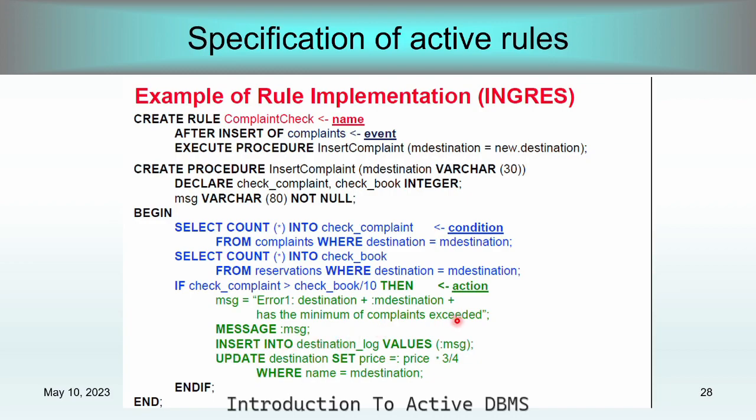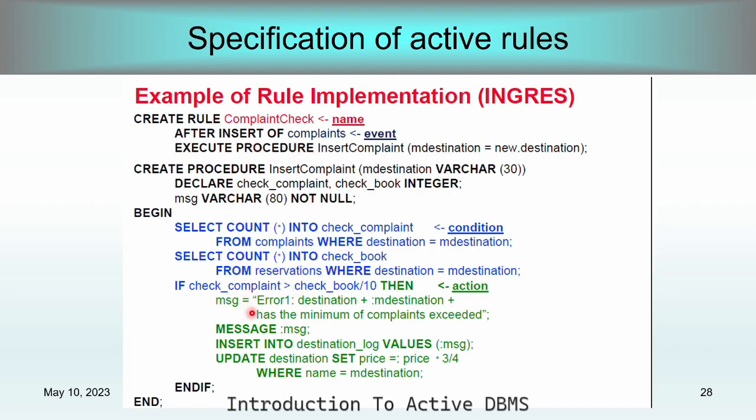Immediately I am inserting the destination log value, and I am updating the destination, like set price is equal to price into 3/4, where name is equal to M destination. So the scenario is like I am ordering for a certain tour, and if a certain tour of a certain destination is receiving a lot of complaints, then based on those complaints, you could see the price of that particular tour is reduced. So that is how the entire rule implementation is done in this particular scenario.